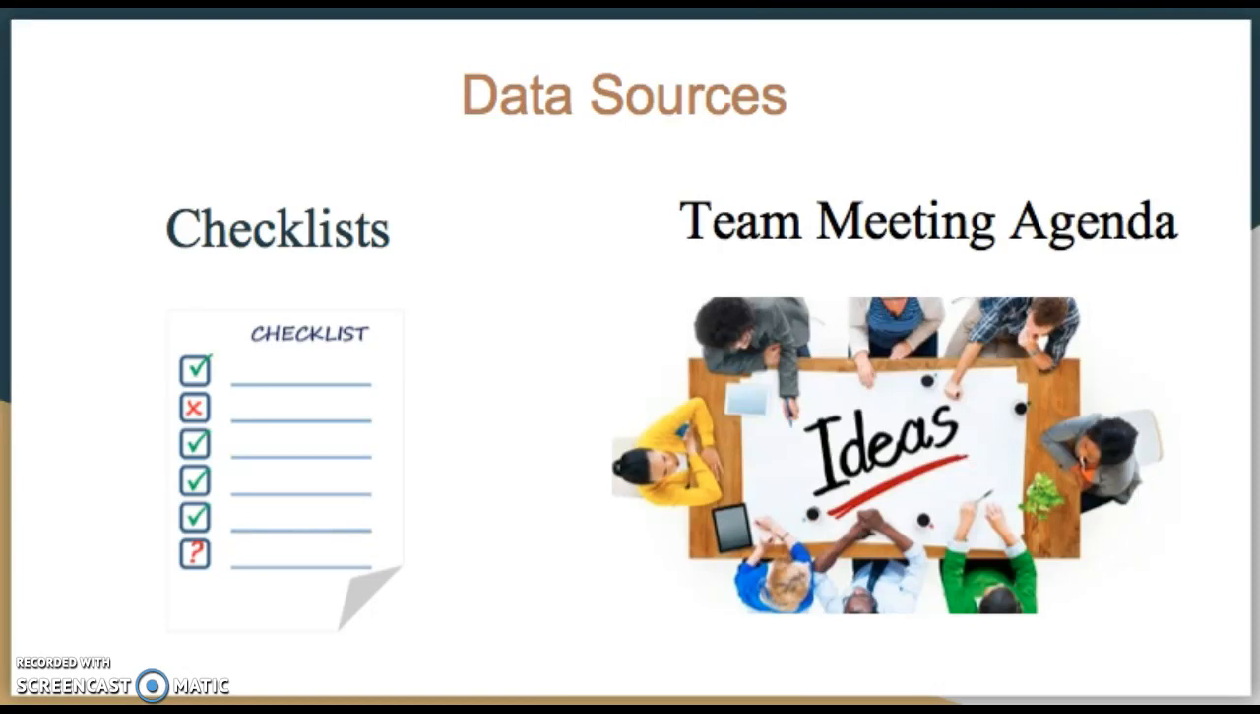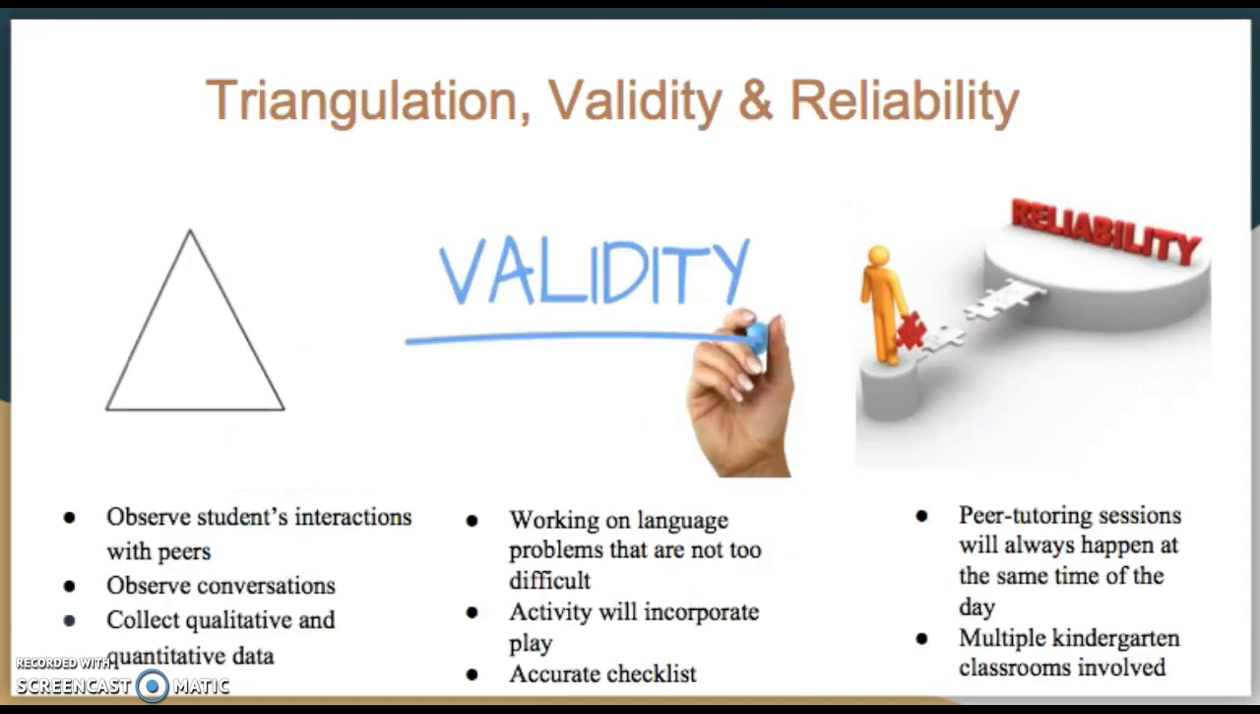In regards to team meetings, the plan will be implemented in multiple kindergarten classrooms, so the teachers of each classroom will meet to discuss their observations and discuss how they have implemented the strategy within the classroom. Collaborating with colleagues leads to ongoing professional learning.